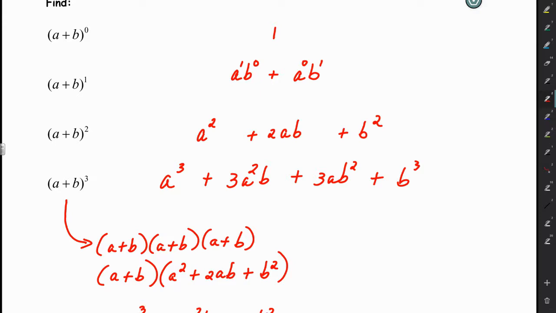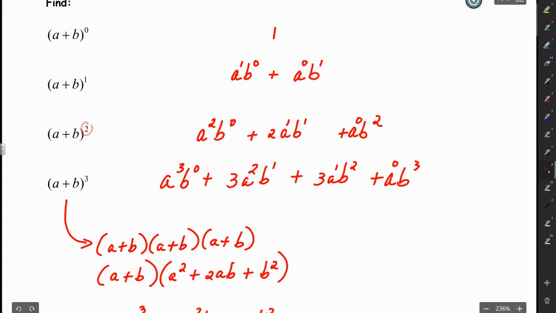So let's see, we have a squared, b to the 0. This is a 1 and a 1. And here we would have a to the 0. Here we would have b to the 0. And here we would have a to the 0. Okay, so let's take a look at the exponents. So this is to the first power. So a starts at 1 and goes to 0. B starts at 0 and goes to 1.